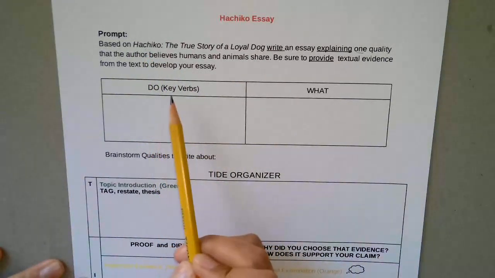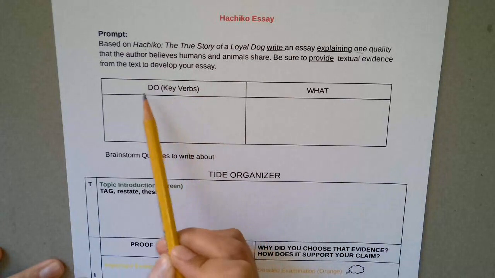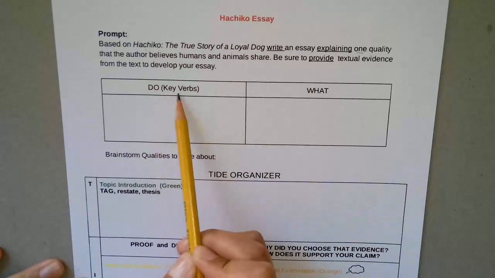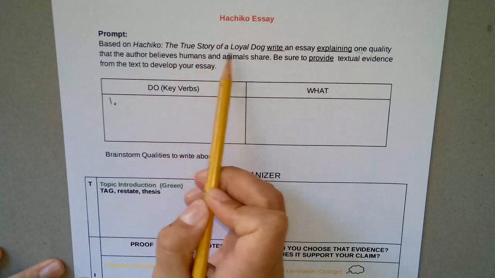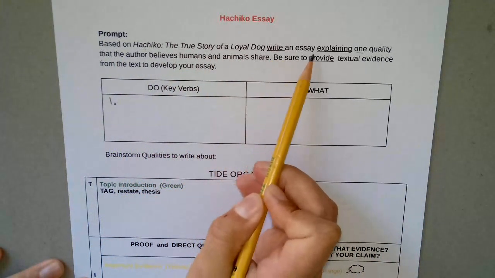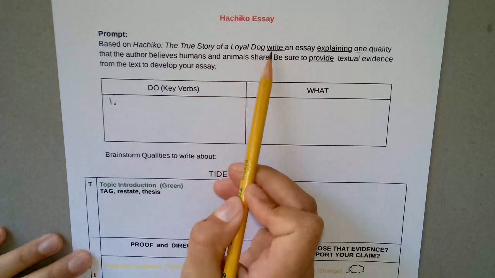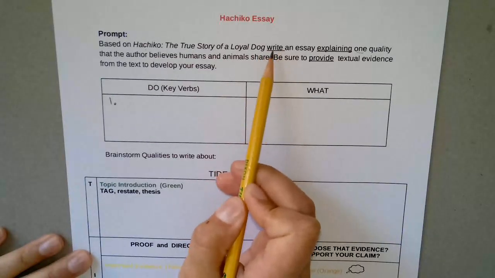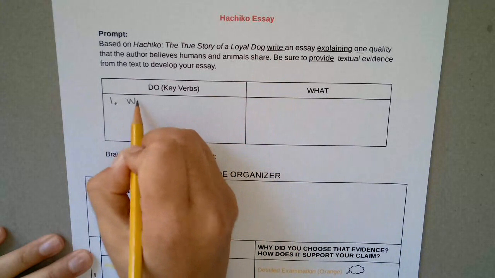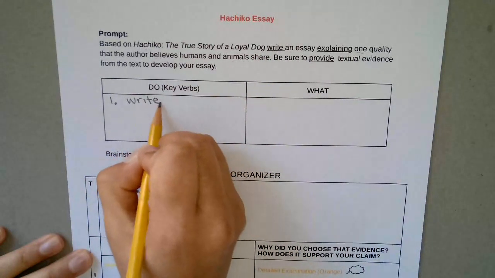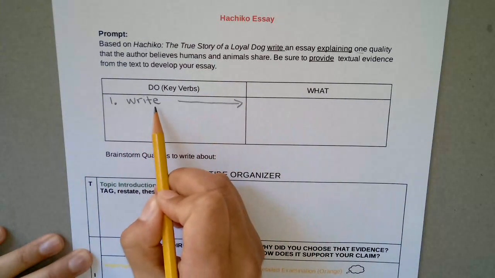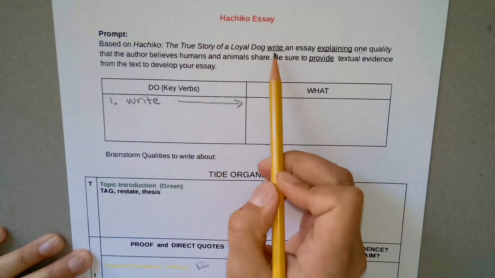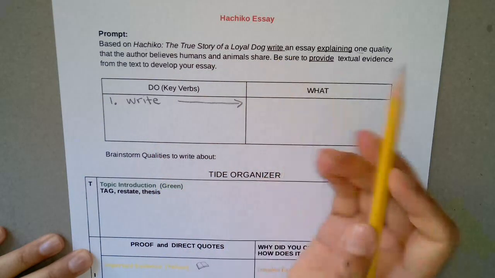So we need to pull this prompt apart. We need to figure out what is it asking us to do. So I look for my do words or my key verbs. So I'm going to start over here. I'm going to write number 1. Okay, based on Hachiko, the true story of a loyal dog, write an essay. Okay, what am I going to do? Oh, this prompt is asking me to write something. Okay, what is it that I'm going to write? Let me go back up to my prompt. Write an essay. There it is.